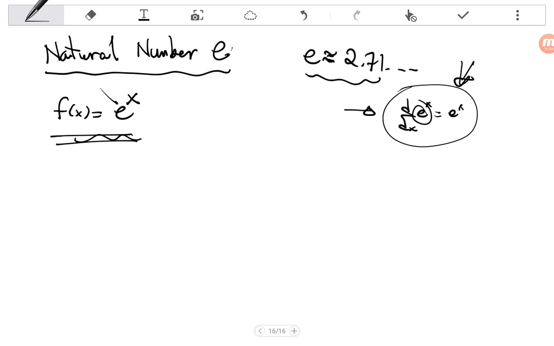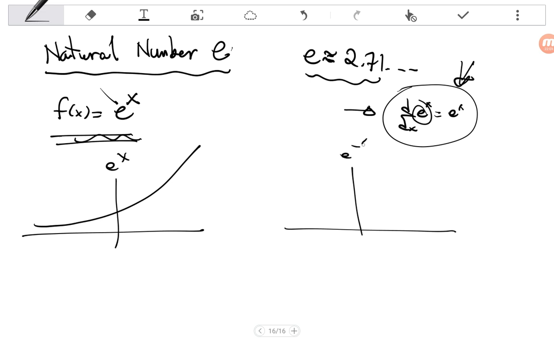And is e greater than 1 or less than 1? It is greater than 1. So if I need to graph e power x, it will just be like this. And if I need to graph e power negative x, it will be just like this. So this is the positive exponential and this is the negative exponential. And you need to know that at x equals 0, the result will always be equal to 1.